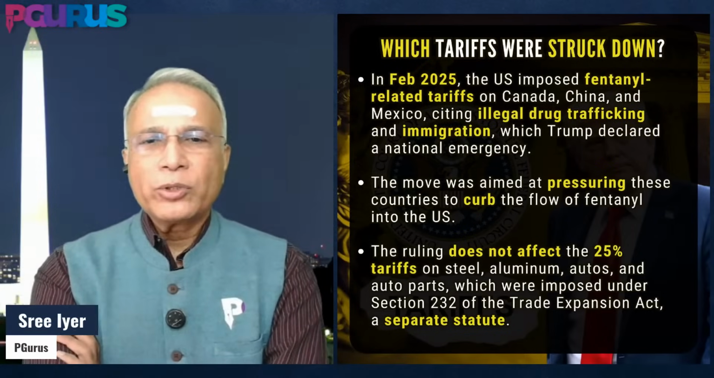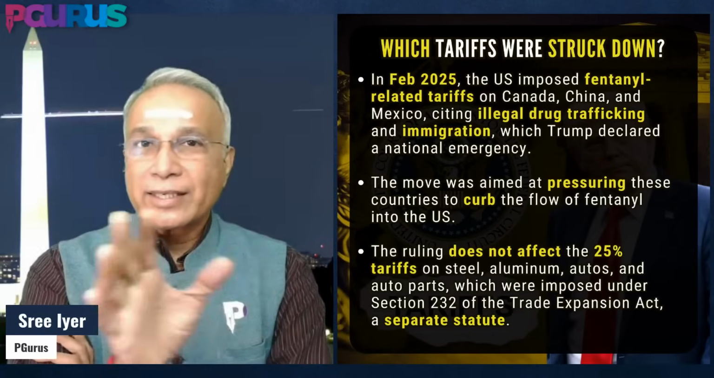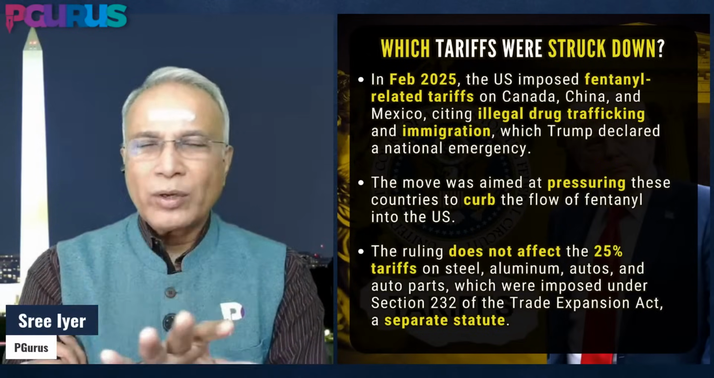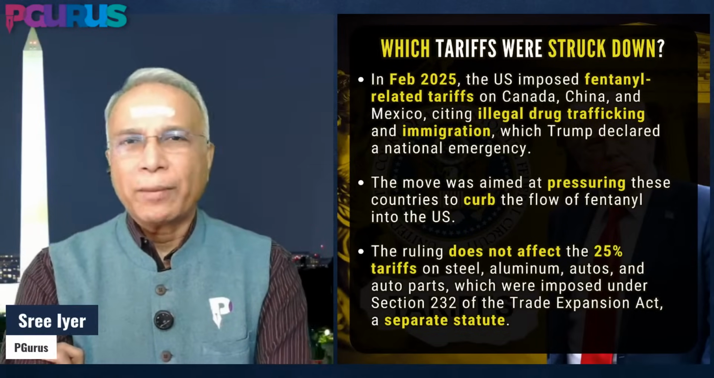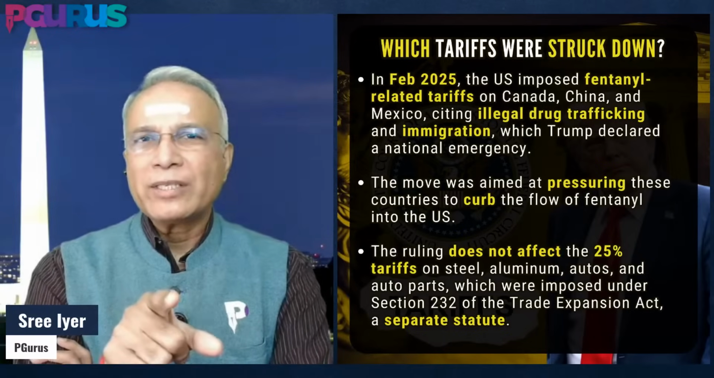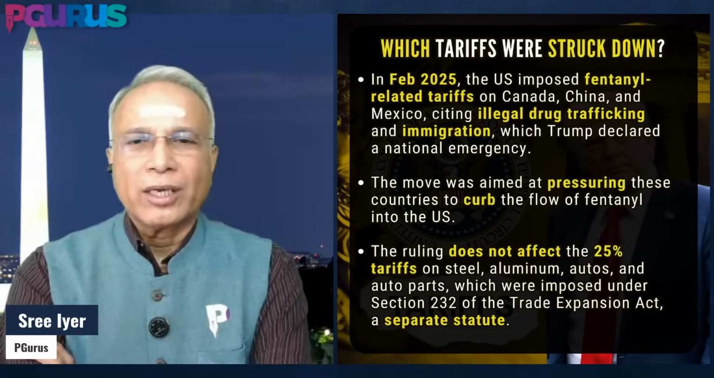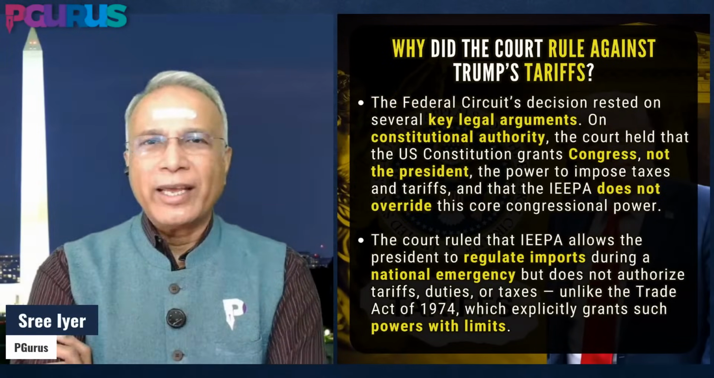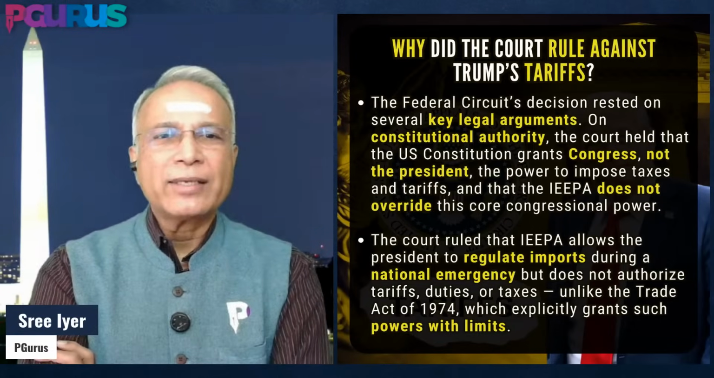So this was imposed under Section 232 of the Trade Expansion Act. It's a separate statute. So the steel and aluminum tariffs will not be covered under this particular decision that the appeals court has made, because the appeals court is very specific. Whatever the Trump administration levied under IEEPA, those are the ones that it has struck down. Next one, please. Yeah, it is a little complicated because at the end of the day, each country has to figure out how much it is going to have to pay as tariffs.